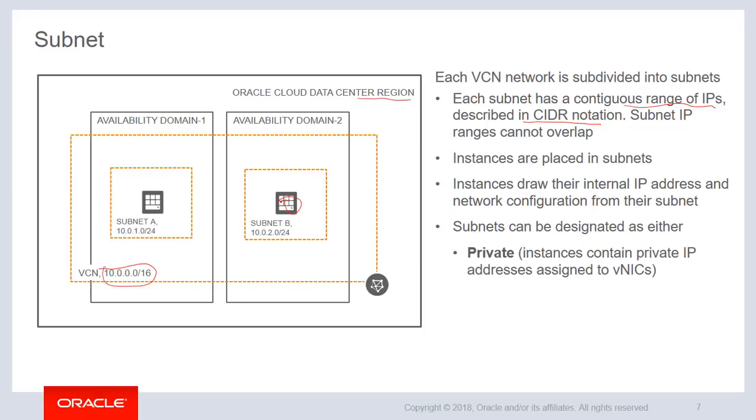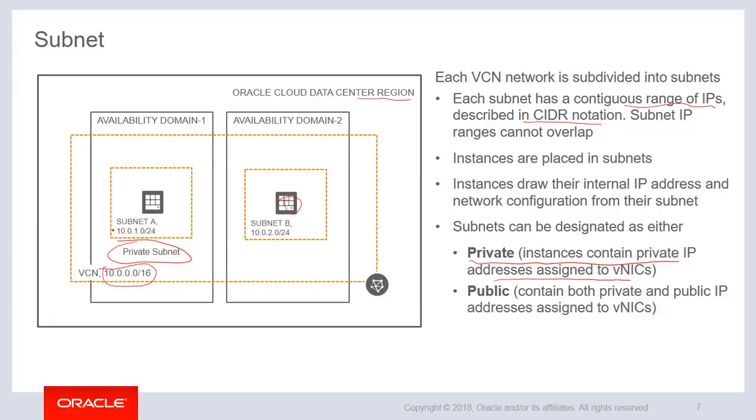Now that becomes interesting because now you can start to designate subnets as either private, where instances contain only private IP addresses and there is no public IP address assigned to the instances. So you can see here subnet A is a private subnet, or we could designate a subnet as a public subnet. You can see that subnet B is a public subnet. In this case, this particular instance here has both a private IP as well as a public IP.